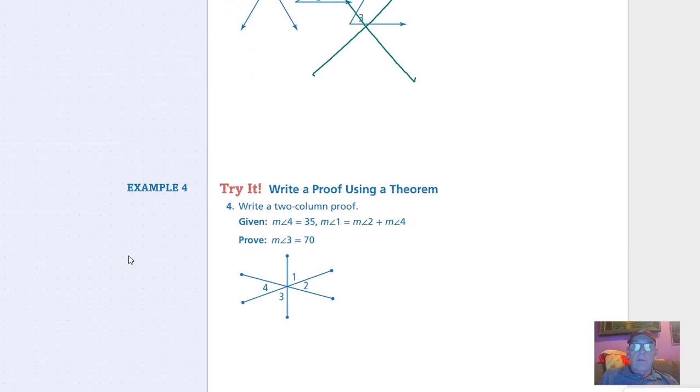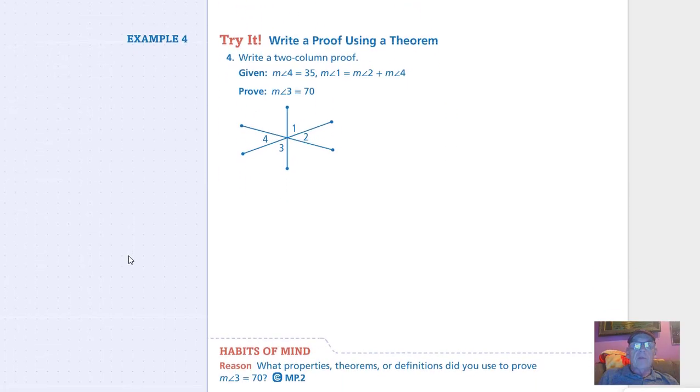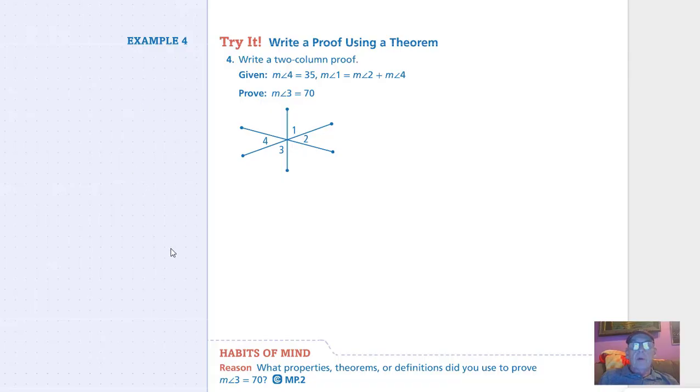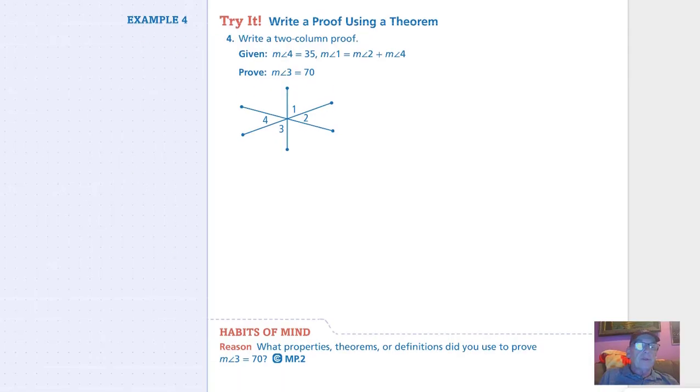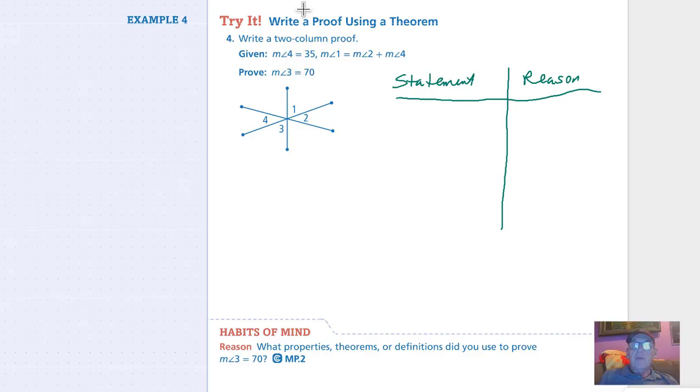So look at example 4. Well, I'm ready to do a column proof for this. So we got our diagram. So let's do our statement using column. And let's kind of think about this now and come up with a plan. So the understanding is, what do we need to do here? We need to basically prove that measure angle 3 is equal to 70.